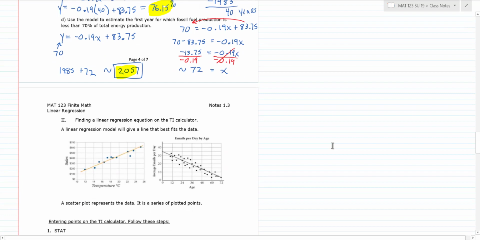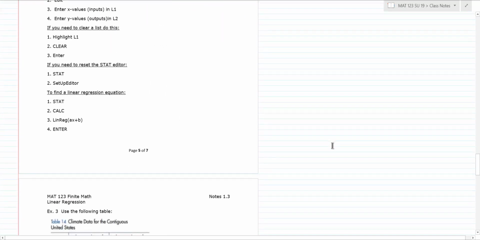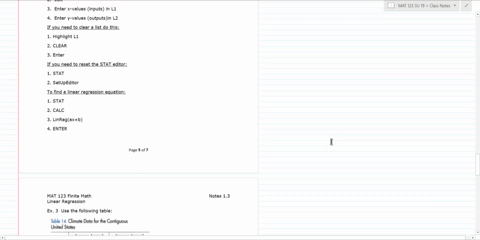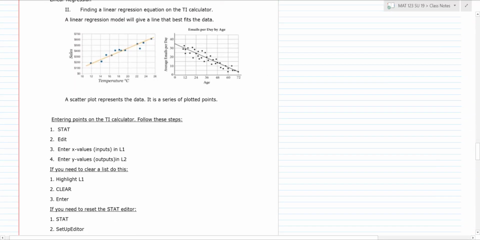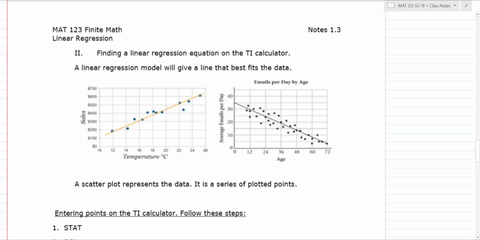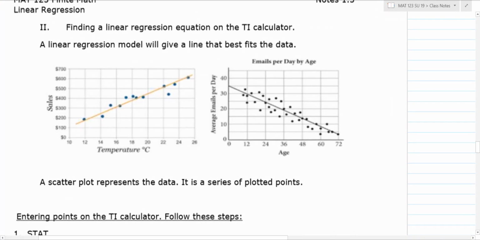Okay, let's move on. Now we finish up mostly on this with learning how to use our calculator. So we're going to find linear regression models using our calculator, using a statistical method known as linear regression. Here are a couple of examples. This would be like the temperature in degrees Celsius and the sales. Well, you might not think that follows a linear path, but it might. The warmer the temperature is, maybe the more people go shopping. So that could be a linear model.